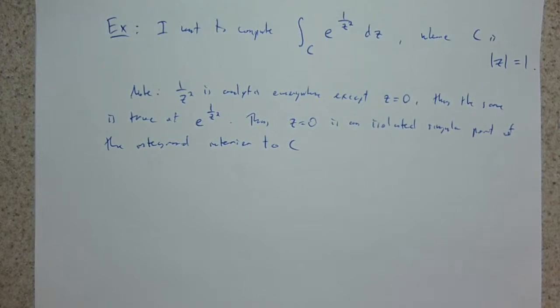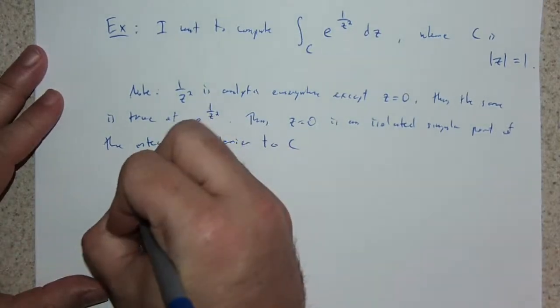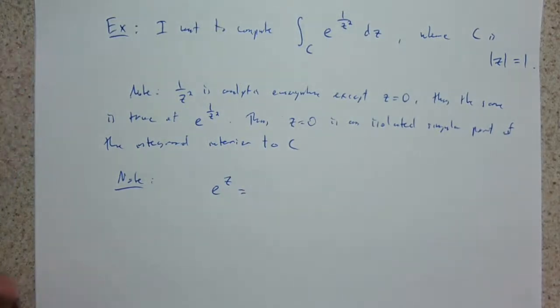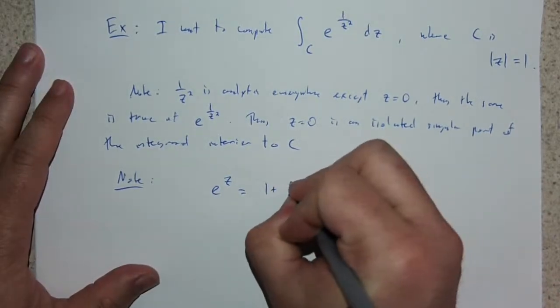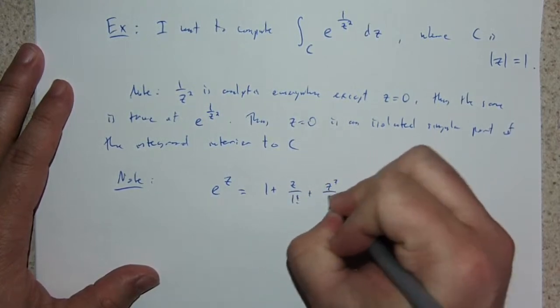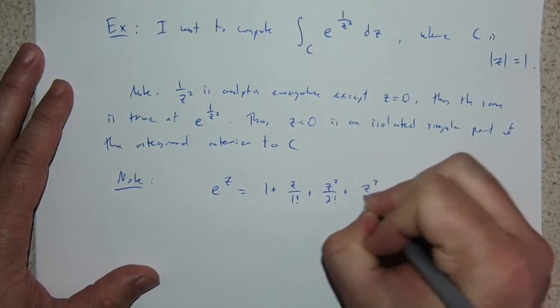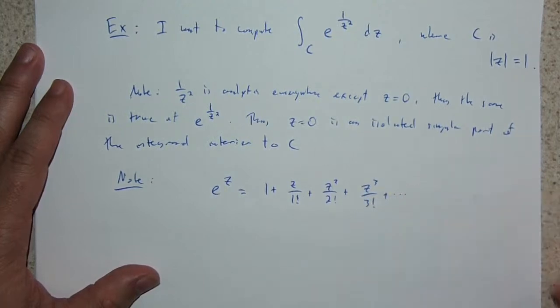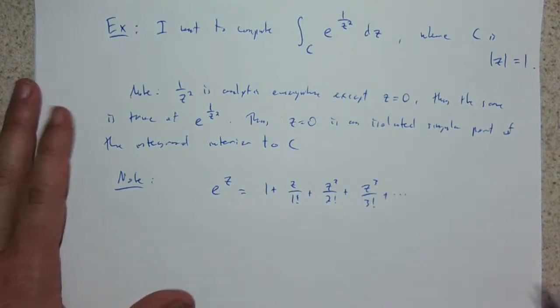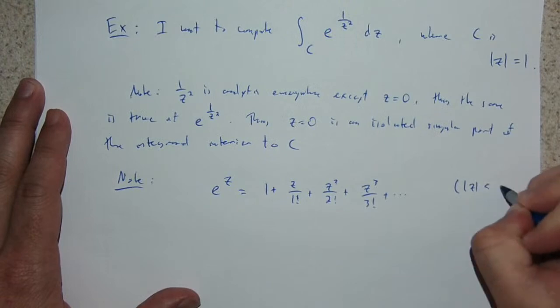So how can I figure out how to compute this? Well, first of all, note that e to the z has a very simple Maclaurin series. I can expand about 0 pretty easily here. So this is 1 plus z over 1 factorial plus z squared over 2 factorial plus z cubed over 3 factorial and so on. That's the Maclaurin series expansion for e to the z, and of course this is valid everywhere.